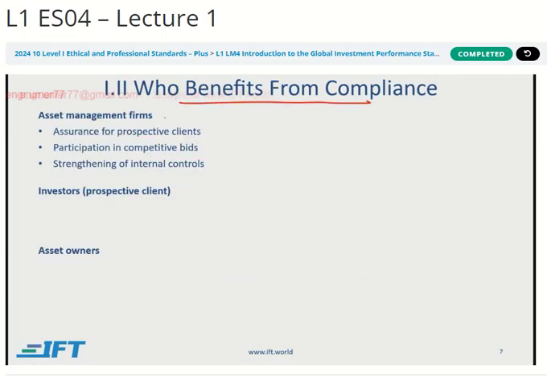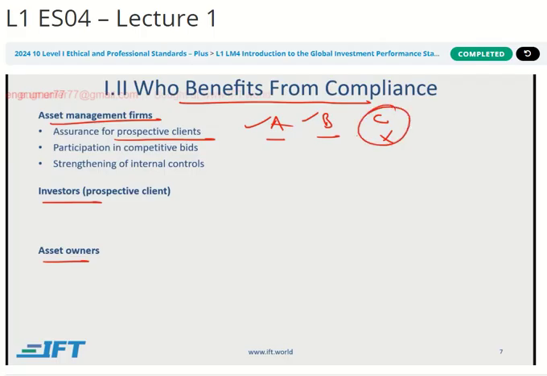Who benefits from compliance? Broadly speaking, asset management firms, investors, and asset owners all benefit from compliance. With respect to asset management firms, when they comply with GIPS, this makes prospective clients feel comfortable. So obviously, if a prospective client is evaluating firm A, B, and C, and firm A and B comply with GIPS, but firm C does not, the potential client will be more comfortable with the performance reporting done by firm A and firm B. So the fact that C does not use GIPS will be a negative for this particular firm.